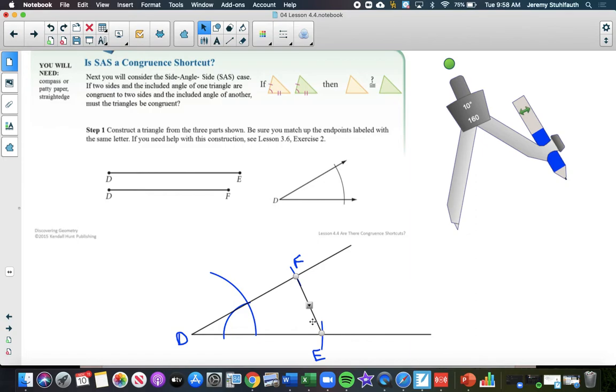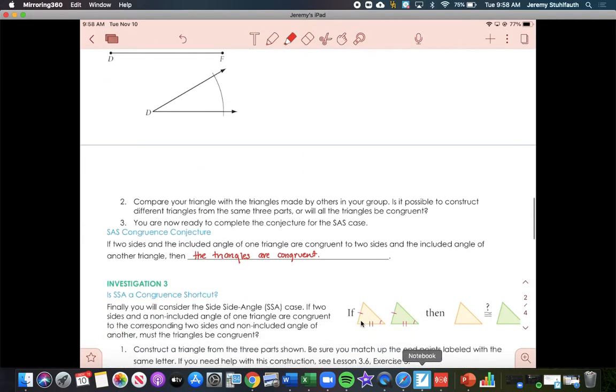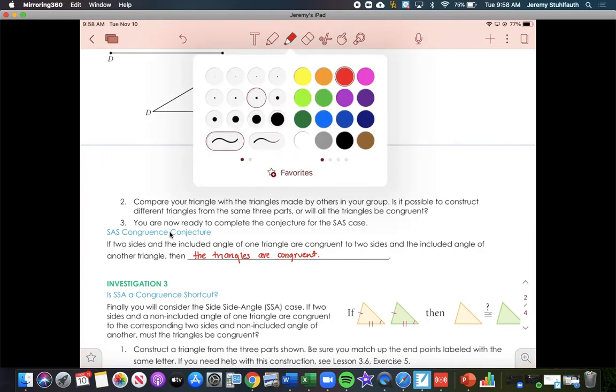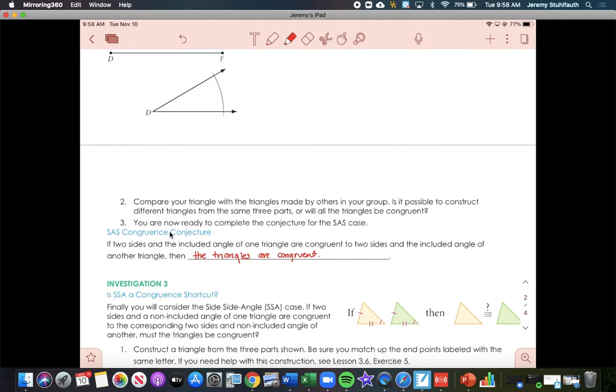It doesn't matter that the angles change, but the side measurement of DF or DE changes as soon as you start moving or adjusting that side. So what we're allowed to say is that if you have a side, then an included angle, and then another side that are congruent, then those two triangles are congruent. So we now have two ways to check to see if triangles are congruent: side-side-side, and side-angle-side.